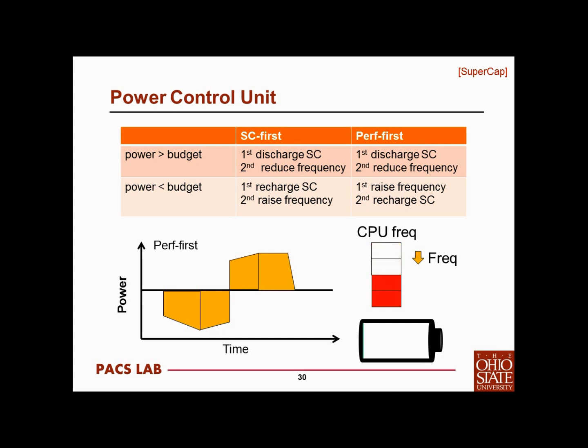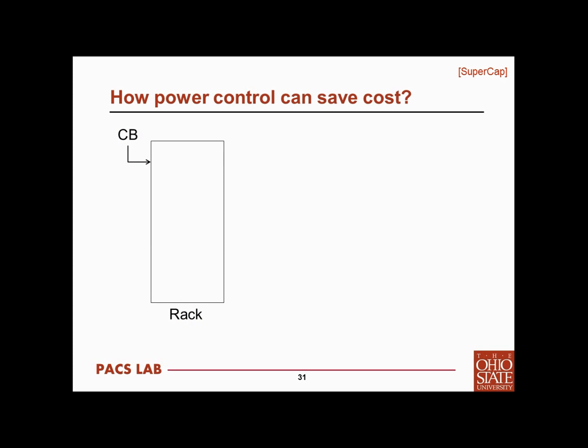So by using this policy, we coordinate the frequency of the processor and the charge-discharge status of the energy storage device to make them work together to ensure that the power consumption of the system never goes higher than the power budget.